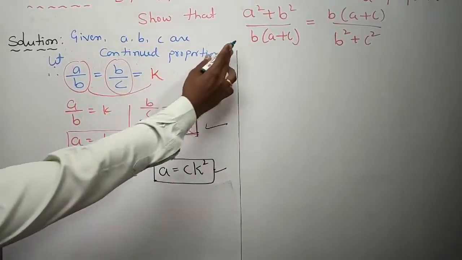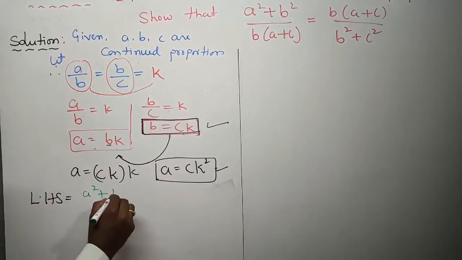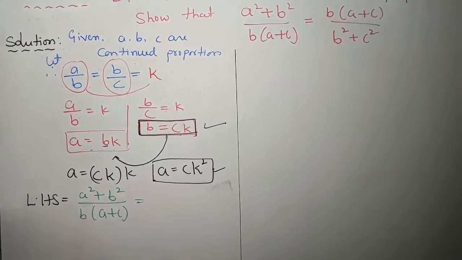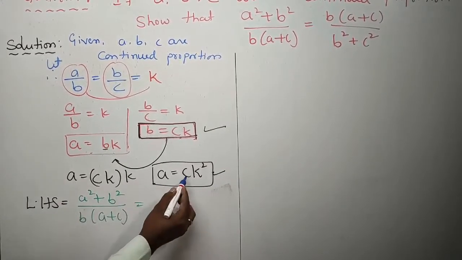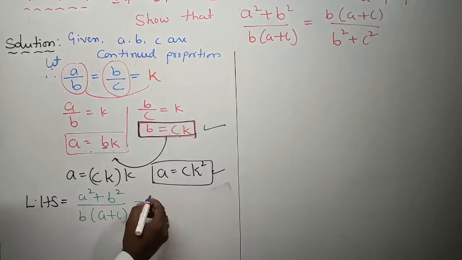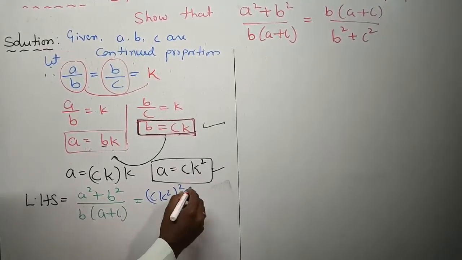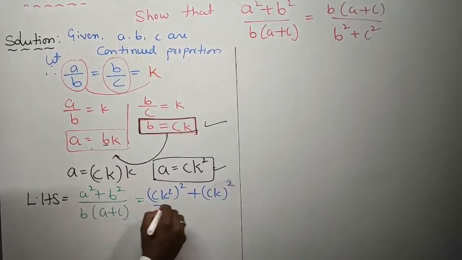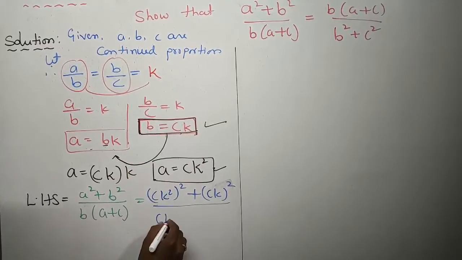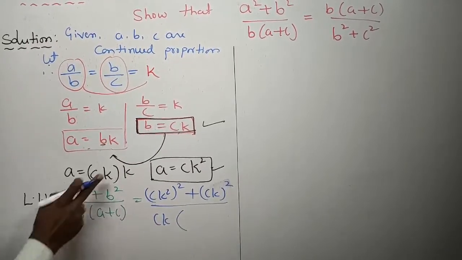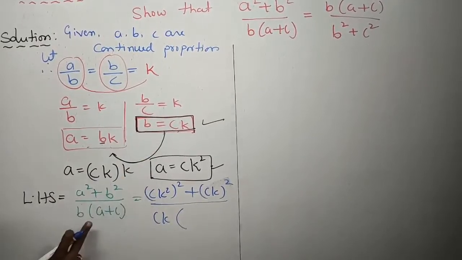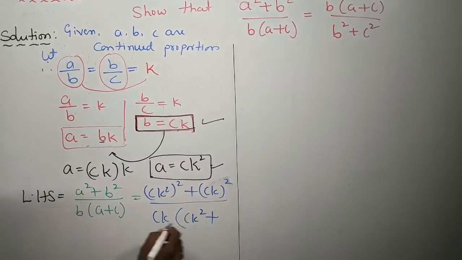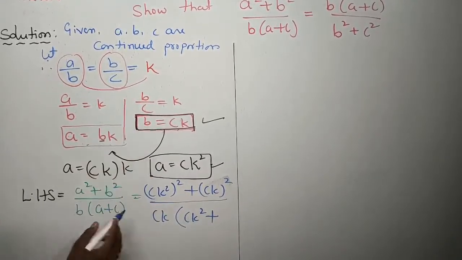Now, children, the left hand side is (a² + b²) upon b(a + c), children. Now, what to do? In the place of a, I will write ck². A value having square means (ck²)² plus, as it is, in the place of b, (ck)², upon, in the place of b, ck. Understanding what I am doing, children? Instead of a, I am using this value. Instead of b, I am using this value. The b value ck, over the a value again ck², plus, as it is, c. The c value is not there; we know only a and b. c as it is, children.